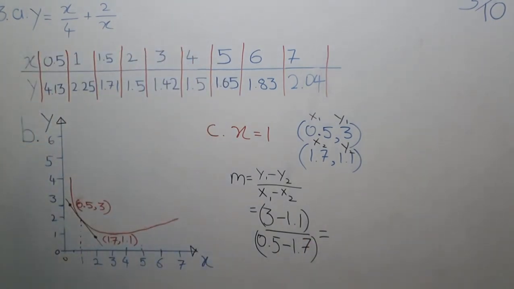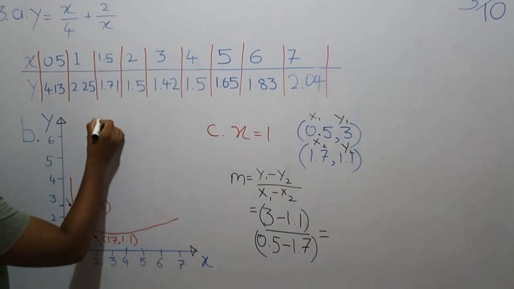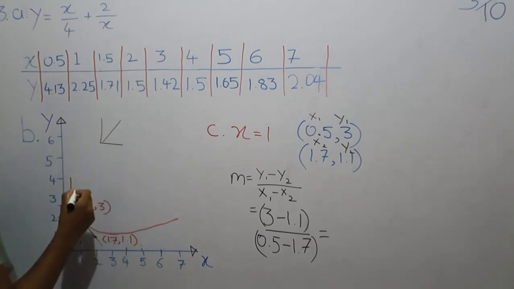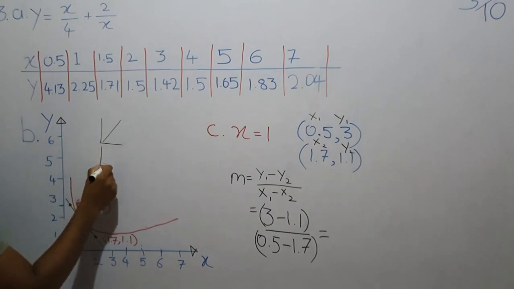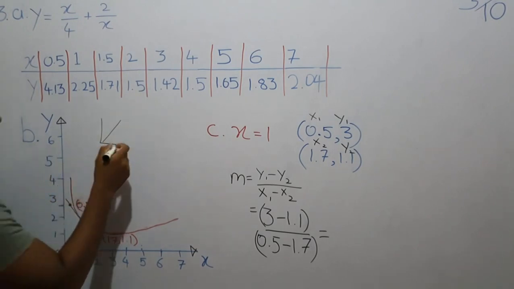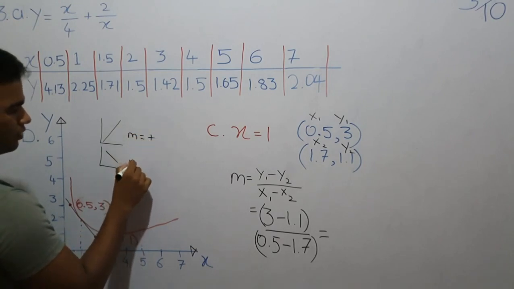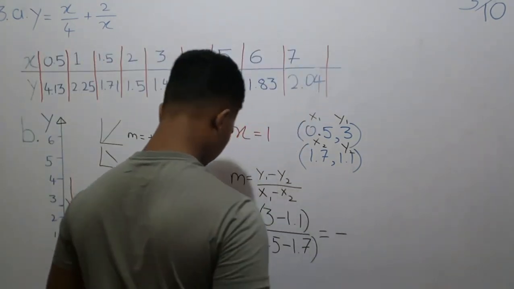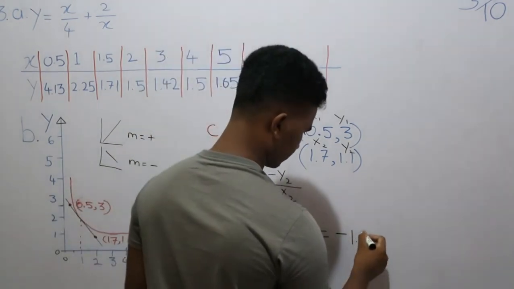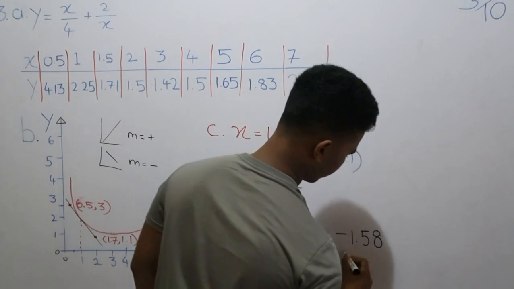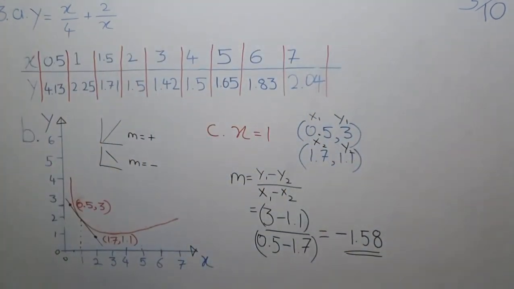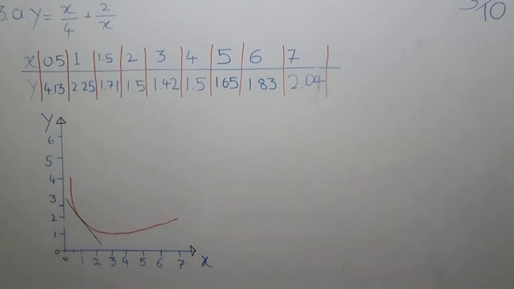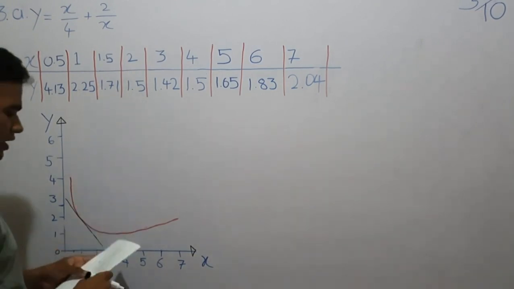Now see, this has a negative gradient because if the gradient is positive, it's going upwards. But if the gradient is negative, it's going downwards. This is the symbol it has. Here m is plus, here m is minus. So we should get a negative value. We are getting the answer as minus 1.58. This is our gradient of the tangent at x equals 1. Minus 1.58.